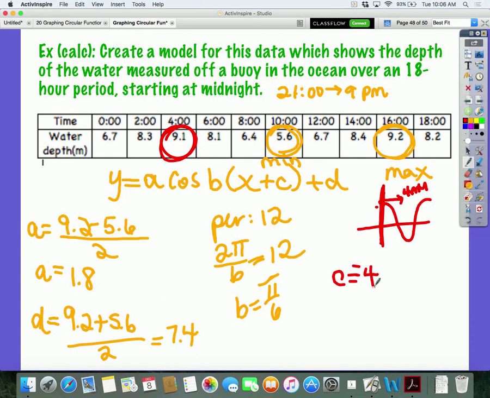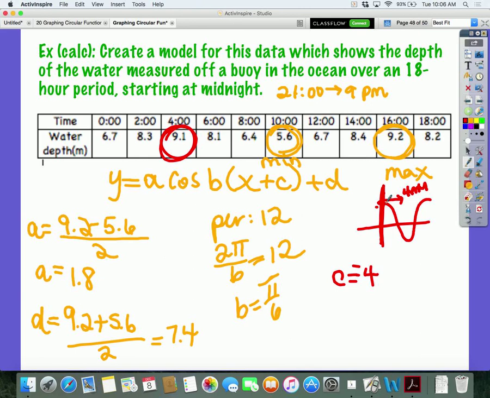Everybody catch that? Wait, I don't understand the negative, to be honest. Because inside it's negative, remember? It's opposite. So it's negative because it's the opposite. We're moving to the right 4 hours. Remember, normal cosine starts at 0, 1, and that's where one of our maximums occur. But our first maximum doesn't occur until 4 o'clock in the morning. So it's 4 hours later, hence why the shift is 4.